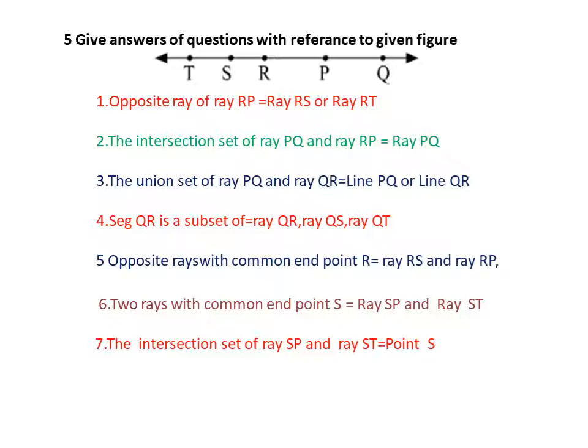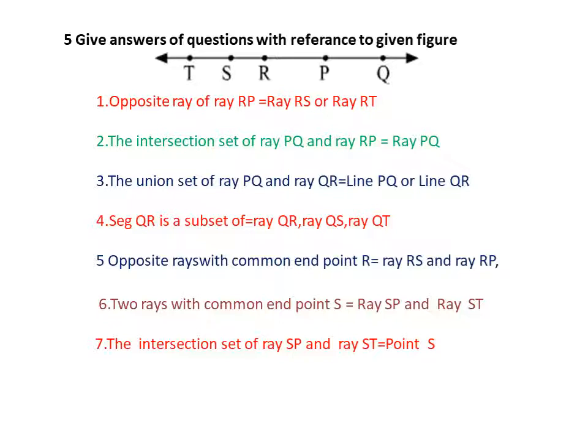Third question, they ask the union set of ray PQ and ray QR. Ray PQ again goes to the right direction. Ray QR goes to the left direction. When you consider them, this QR line is formed, and therefore you may give the name line PQ or line QR as the answer.